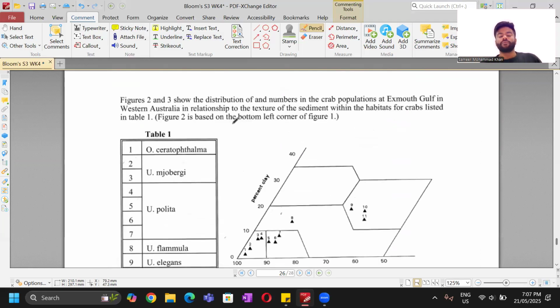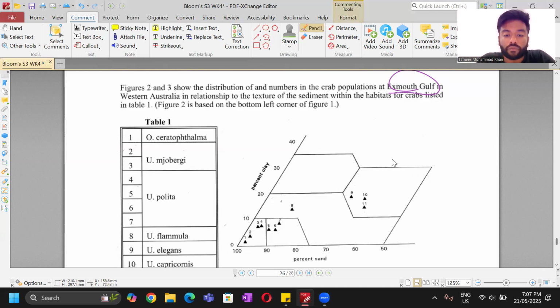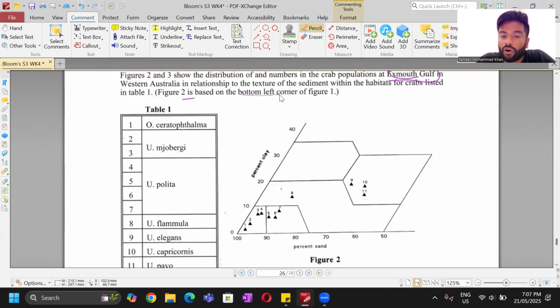Figures 2 and 3 show the distribution and numbers of the crab populations of Exmouth Gulf, right? So this is the distribution and the numbers of crab populations in a new location called Exmouth Gulf in Western Australia, in relationship to the texture of the sediment within the habitats for the crabs listed in Figure 1. All right, so Figure 2 is based on the bottom left corner of Figure 1.